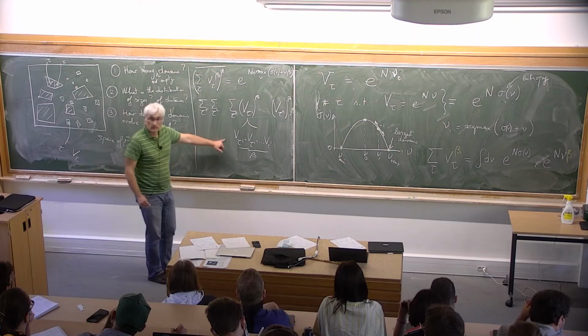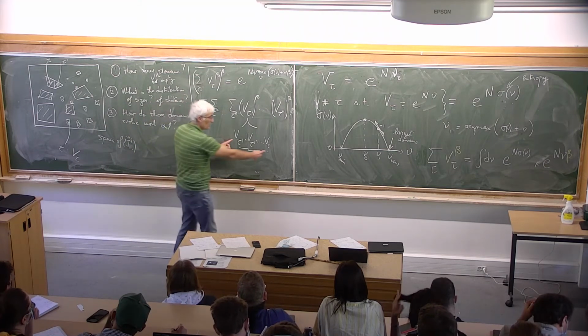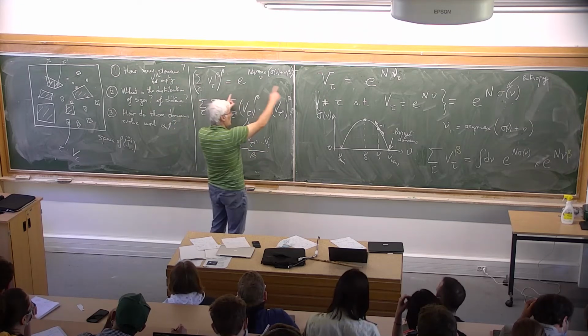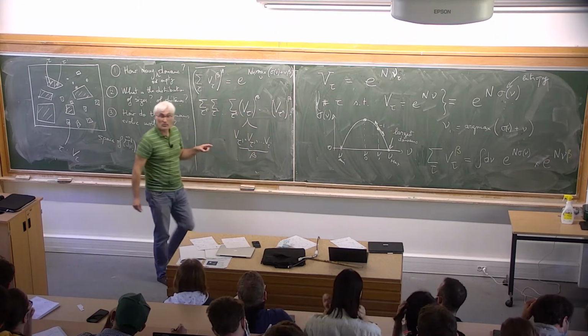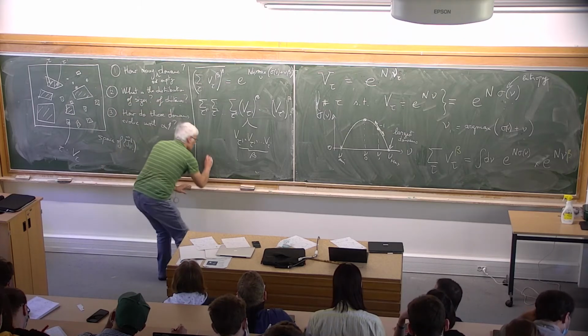Is it okay? So now what is going to happen? I have beta copies of that, but beta is a number I choose, and small n of this thing. So how many replicas do I have? Beta times n.